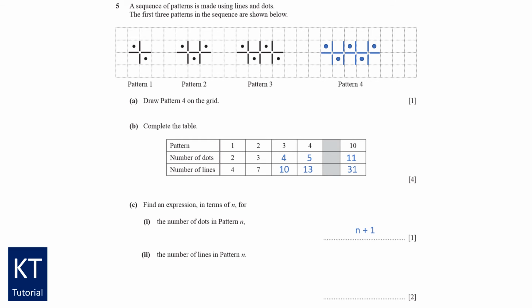Next, find an expression in terms of n for the number of lines in pattern n. With the sequence being one that adds by 3 in succession, the expression would have the element 3n. Next is to find the offset k, for when n equals 1 the number of lines is equal to 4.